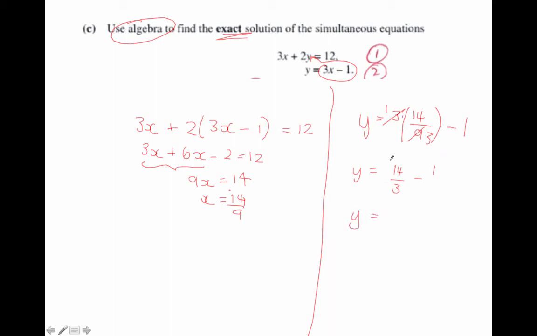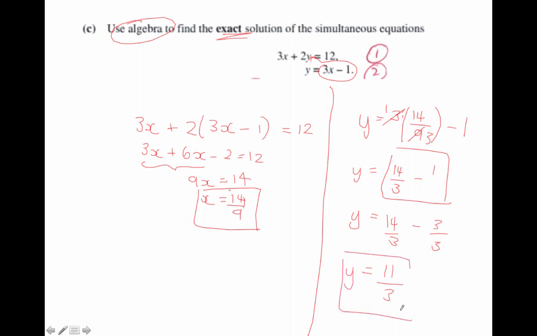Okay, how do I do 14 over 3 minus 1? Well, if I want to subtract fractions, I need them to have the same denominator. So 14 over 3 minus something over 3. I want 1 to be written as something over 3. So what divided by 3 makes 1? 3. Anything divided by itself makes 1. So I get 14 over 3, take away 3 over 3. 14 take away 3 is 11. So I end up with 11 thirds, 11 over 3. So two solutions, x is 14 over 9 and y is 11 over 3.